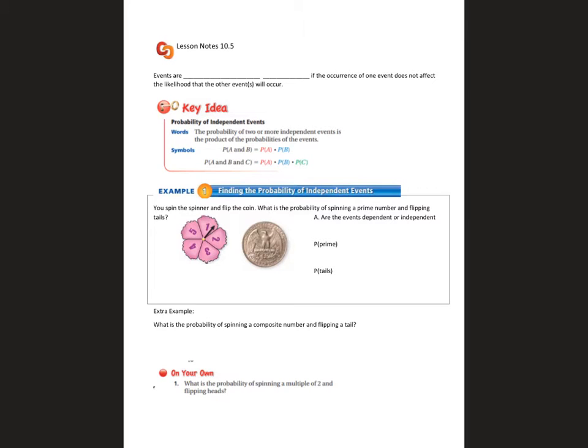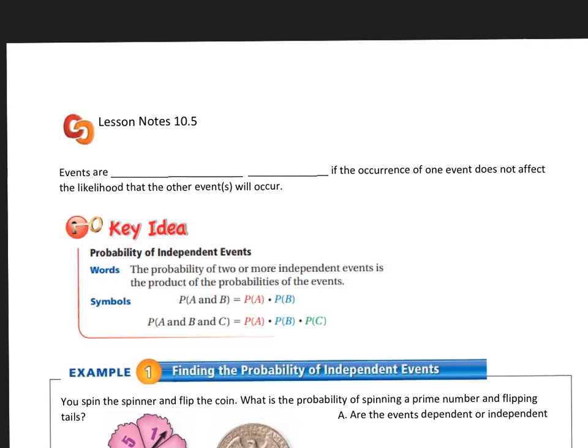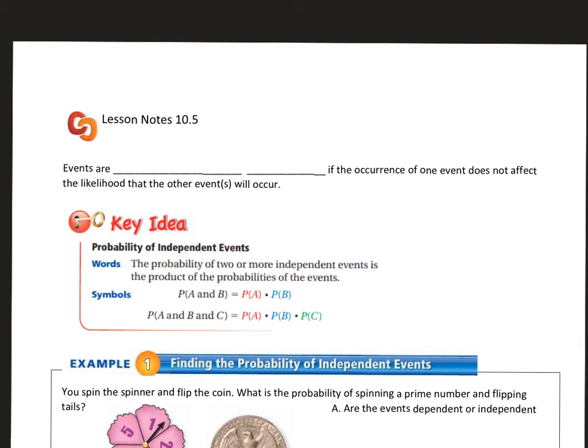Hello students! Today's video will be the first of section 10.5, which is on independent and dependent events. Okay, so to start, we are going to be talking about independent events.